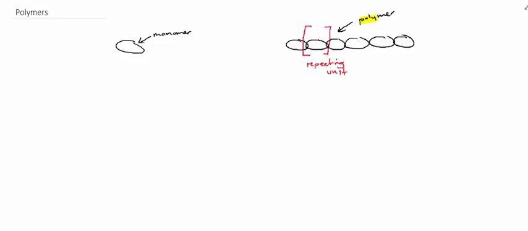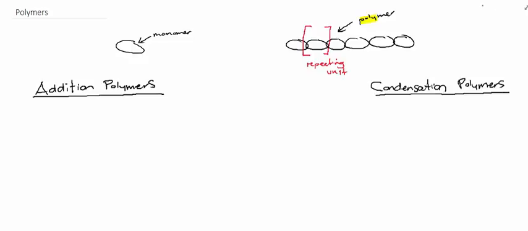There are two types of polymers that we are going to look at: addition polymers, which result from addition reactions between monomer units, and condensation polymers, which result from condensation reactions between monomer units. Firstly, we'll have a look at addition polymers.